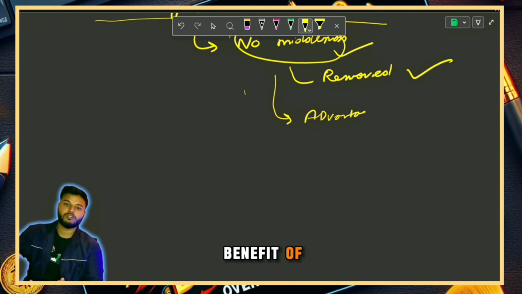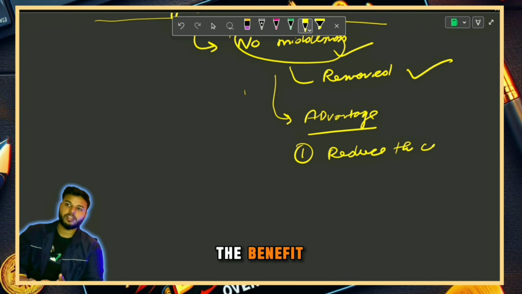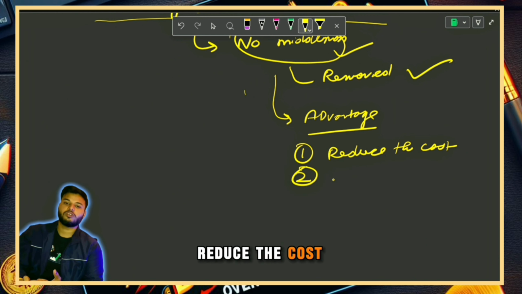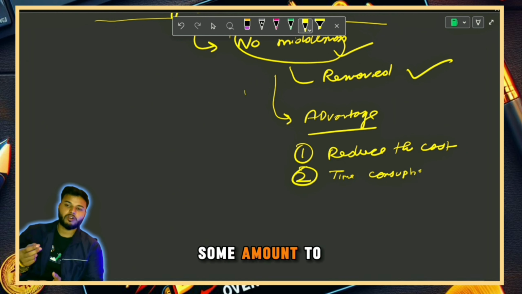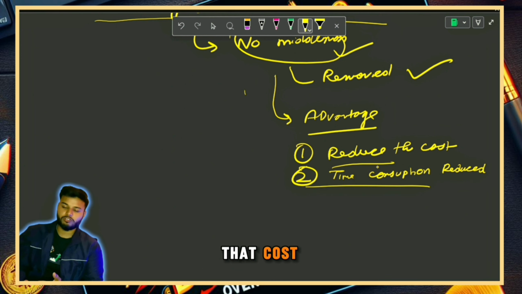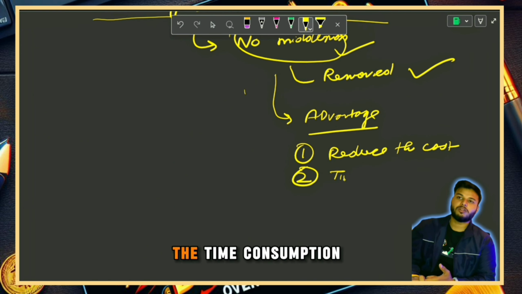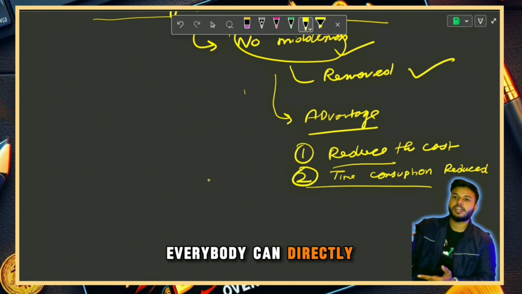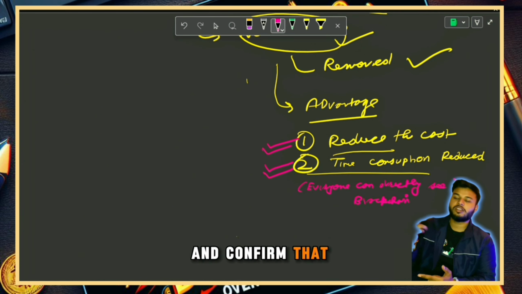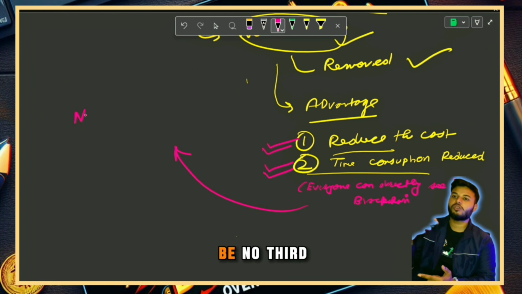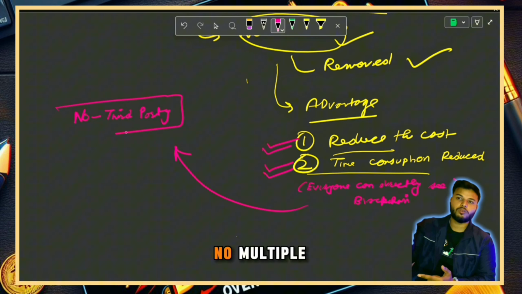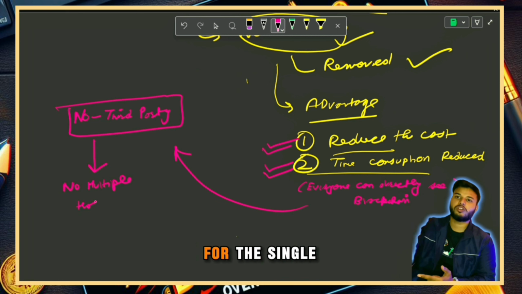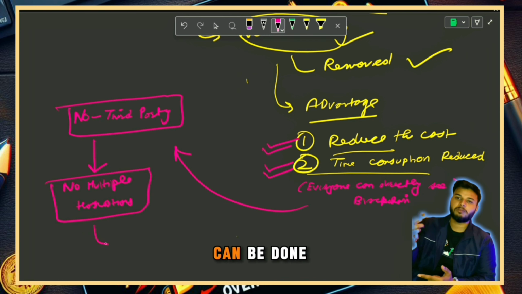What is the benefit of removing the middleman? The benefit is that it will reduce the cost. Firstly, middlemen usually take some amount to do the transaction, so that cost will be reduced. Another thing will be time consumption. The time consumption will also be reduced because now every bank can directly see the blockchain and confirm that yes, the transaction has been made. So there will be no third party, and no multiple transactions taking place for a single transaction. So the transaction can be done fast.